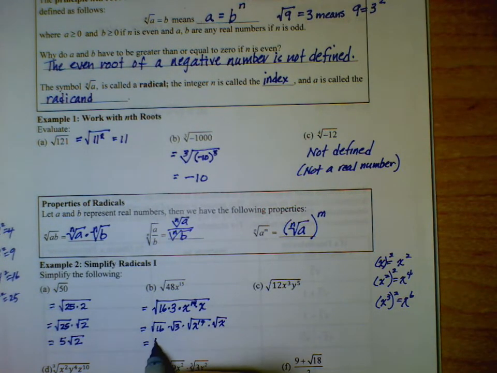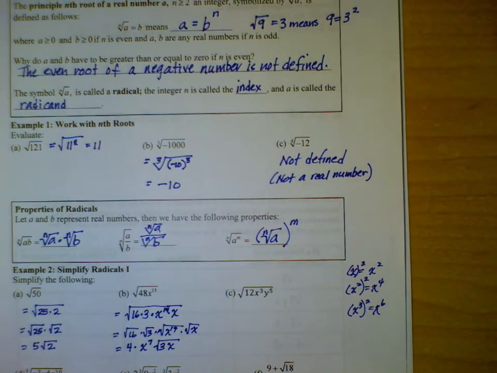Square root of 16 is 4. That one I can do. I can also take the square root of x to the 14th because we said that's a perfect square, and that would be x to the 7th. And then the 3 and the x will stay under the radical. So simplified, I have 4x to the 7th times the square root of 3x.